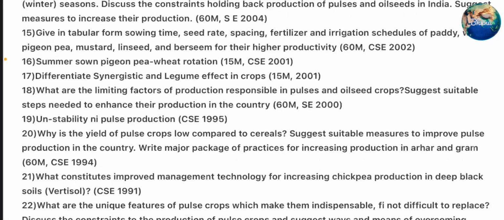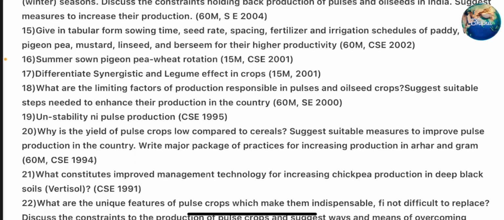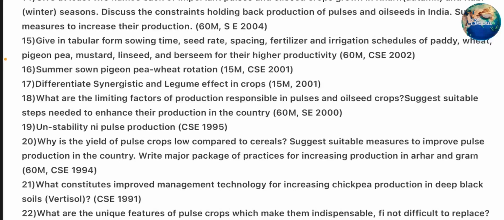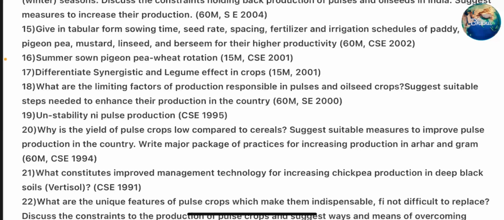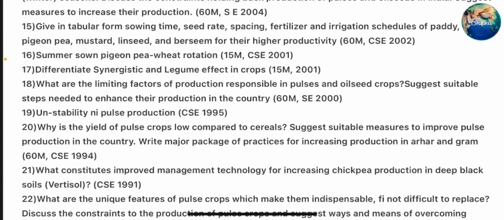Question 15. Give in tabular form sowing time, seed rate, spacing, fertilizer and irrigation schedules of paddy, wheat, PGNP, mustard, linseed and berseem for their higher productivity. Question 16. Short note on PGNP wheat rotation. Question 17. Differentiate synergistic and legume effect in crops.